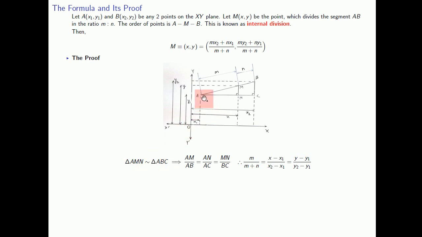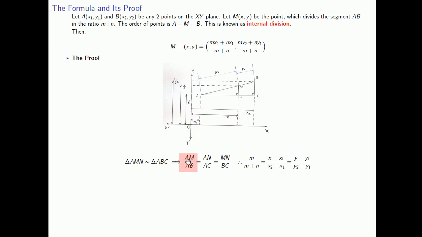Now triangle AMN and triangle ABC share a common angle A, and angle MNA and angle BCA they both are right angles. So triangle AMN and triangle ABC are similar by the AA test. And when the triangles are similar, the ratios of the respective sides are the same. So AM upon AB is equal to AN upon AC, which will also be equal to MN upon BC.